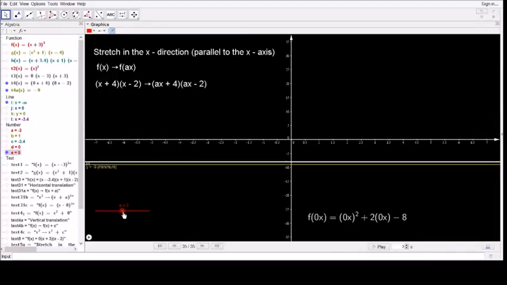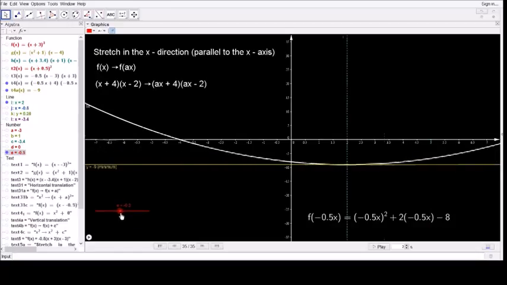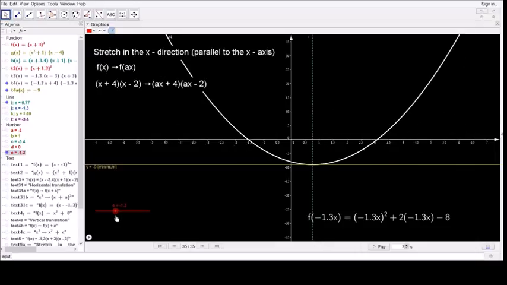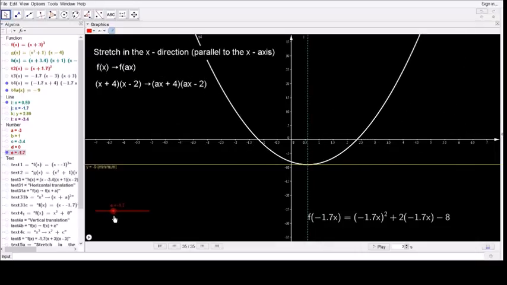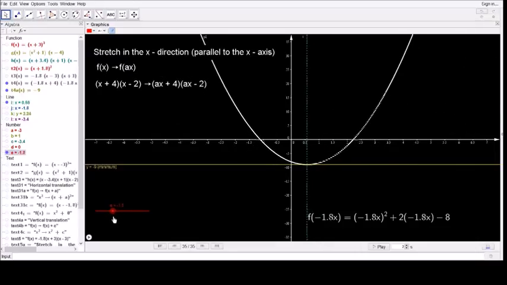So when we have a equals 0, we know that we just get the straight line y is equal to -8. What's going to happen when a is less than 0? Well, you can see now that the vertex is on the right of the y-axis.